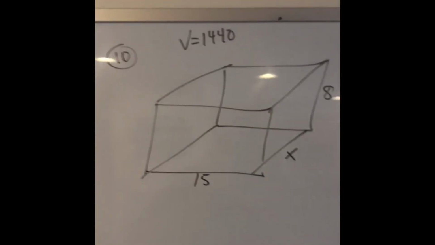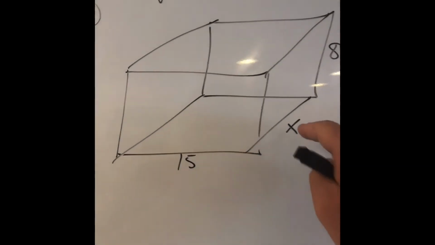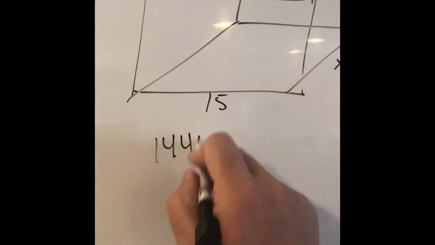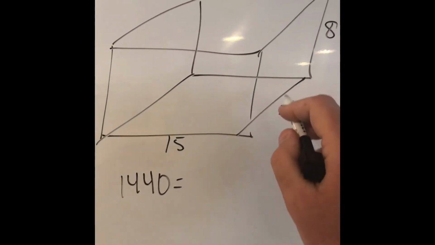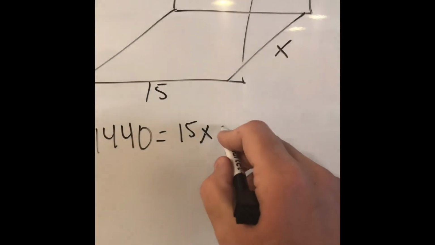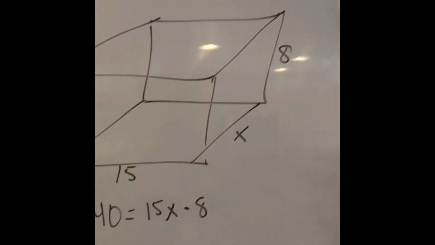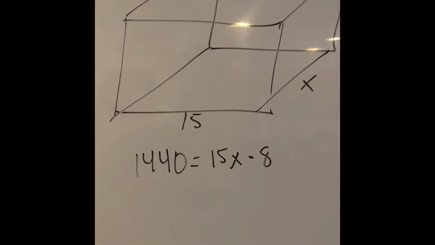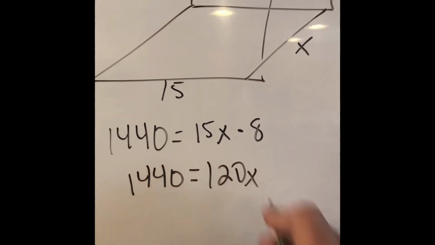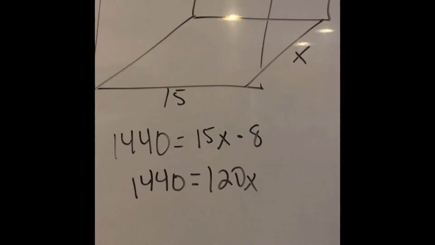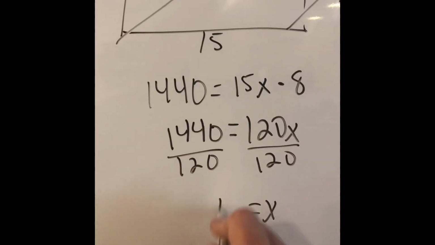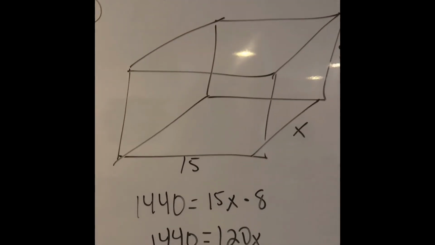For number 10, they give us the volume. We have to find the missing side length. So our volume is 1440. That's going to equal our 15 times x, which is the area of the base. So that's 15x times our height, which is 8. So 1440 equals 15x times 8. So 1440 equals 120x. Now we just divide by 120 and x equals 12. So our missing part is 12.